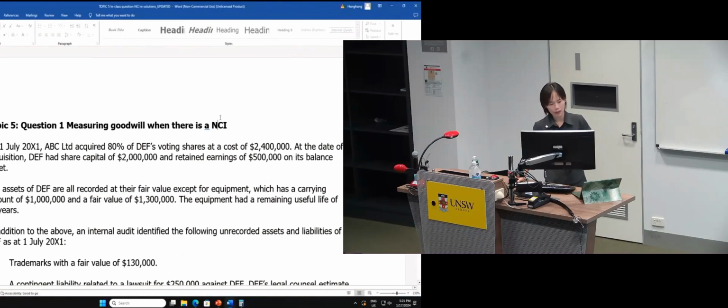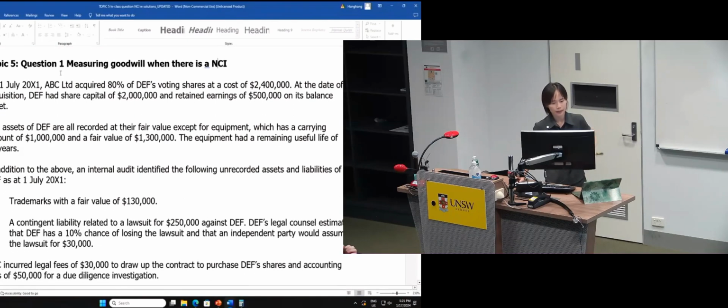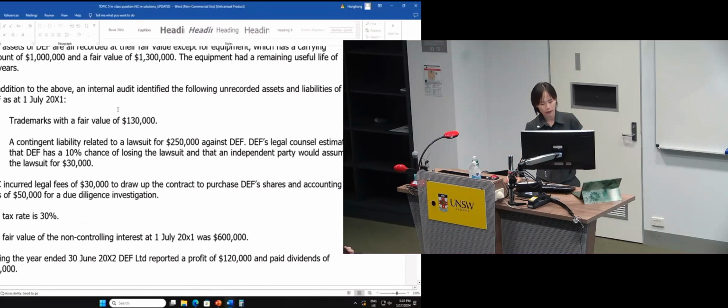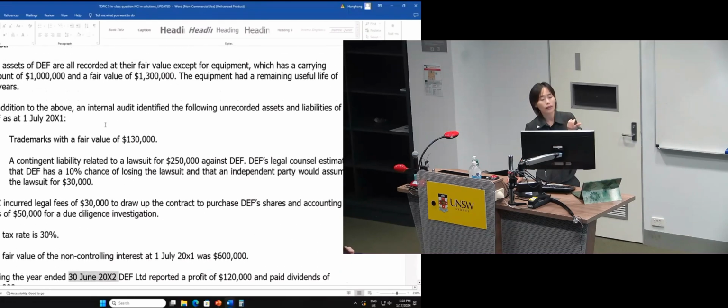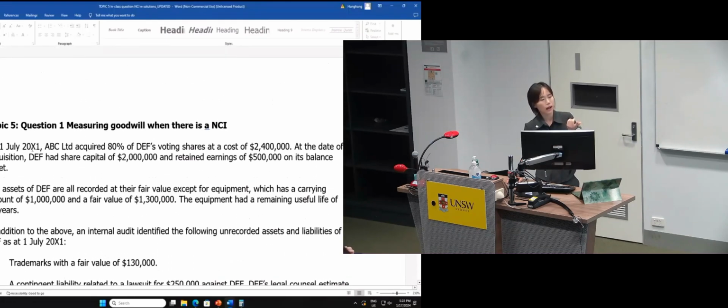Now let's look at the in-class question here. Now in this question, ABC Limited acquired 80% of DEF's voting shares. The NCI in DEF is 20%. Okay. The acquisition date is 1st July year X1. What is the reporting date? Let's have a look at that first. Now the current year ended is 30 June year X2. So it's just 1 year, right? 1 year since acquisition date.